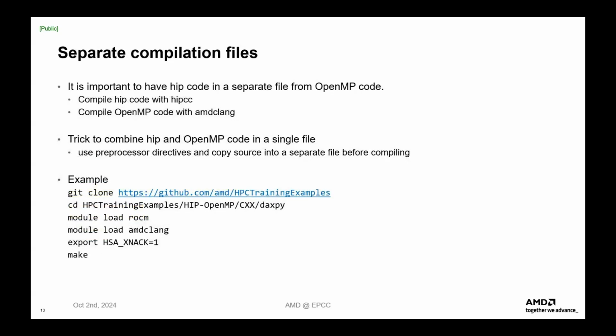So it is very important to have the HIP code in a separate file from the OpenMP code and compile the HIP code with hipcc while you compile the OpenMP code with AMD Clang. A trick to combine both HIP and OpenMP code in a single file is to use preprocessor directives and copy the source to a separate file before compiling. That's possible if you need that.